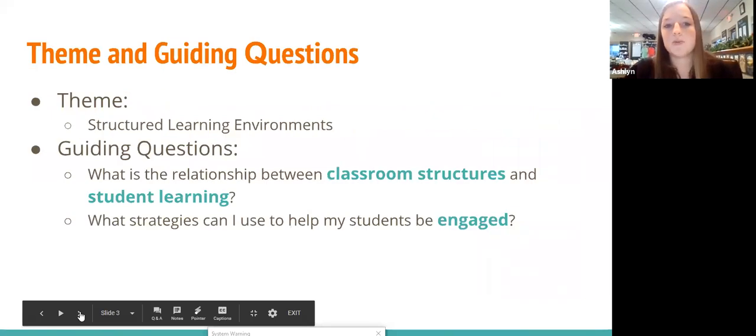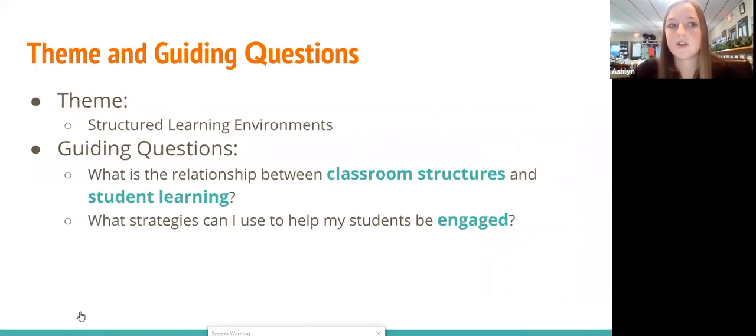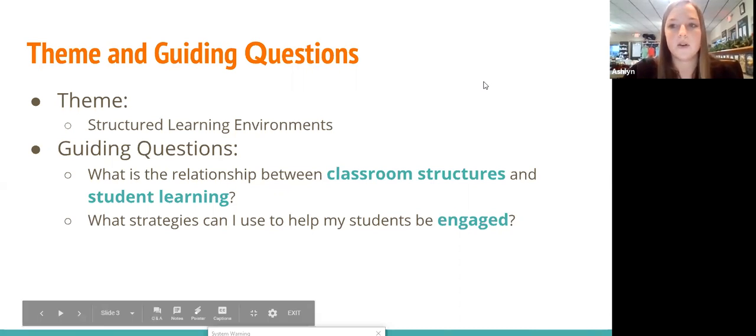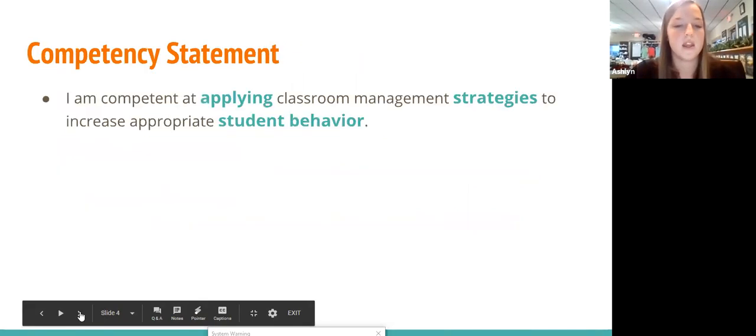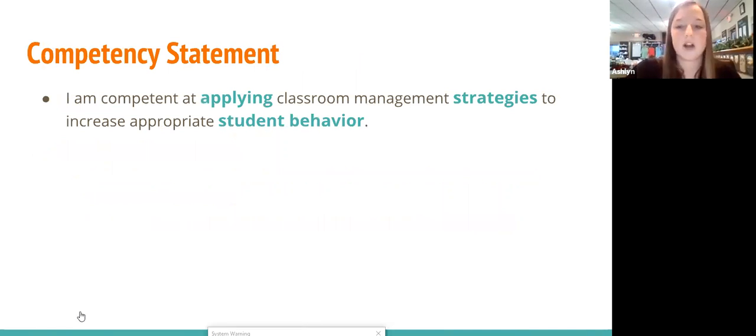So the theme that I chose was structured learning environments. I chose this theme because it was something that I really wasn't aware of before getting into teaching, so I wanted to show the growth that I had in that area. My first guiding question is, what is the relationship between classroom structures and student learning, and what strategies can I use to help my students be engaged? The competency statement that I did is, I am competent at applying classroom management strategies to increase appropriate student behavior.